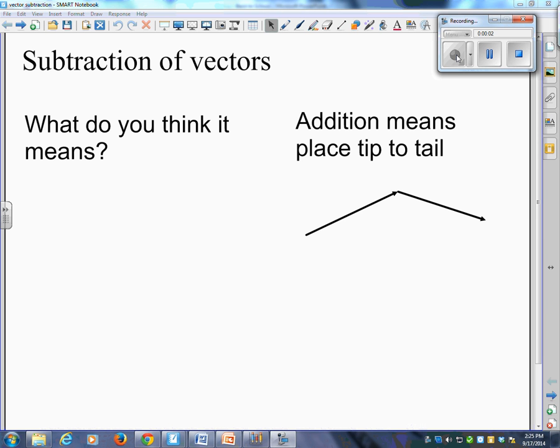Alrighty, so subtraction of vectors. We've looked at adding the vectors, and I want to remind you that adding means placing them tip to tail. When we say tip to tail, I mean there's the tip, and we go like that, tip to tail. And then remember the resultant is from there to there. If it's not a right triangle, then we use our ruler and protractor. If it is a right triangle, then we use Pythagoras and we use inverse tan.